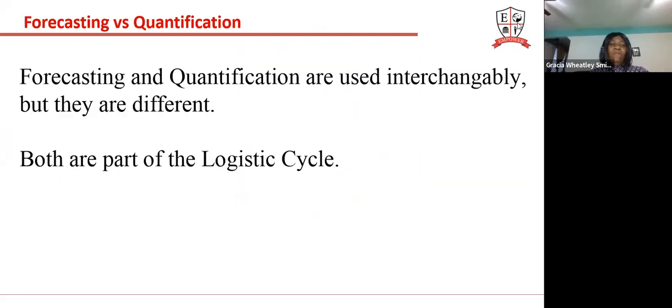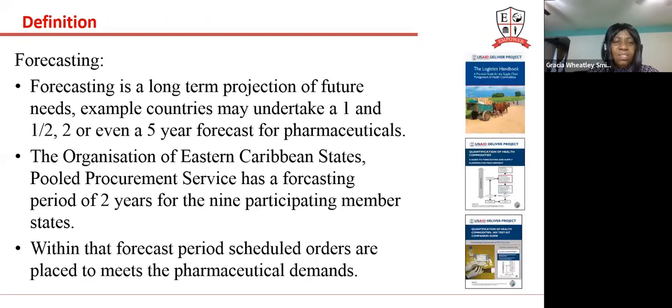So we have the words forecasting and quantification. What are these? So forecasting and quantification we use interchangeably, but they're actually quite different. They are both part of the logistics cycle. So what is forecasting? Forecasting is a long-term projection of the future needs of your country. It may take 1.5 years or even 5 years forecast for pharmaceuticals. It depends on the financial situation of your country.